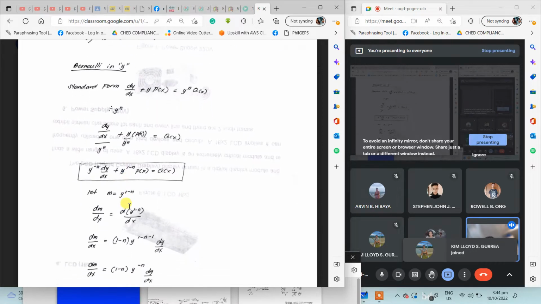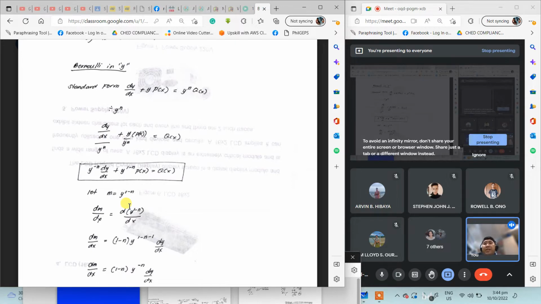So therefore, you will end up with y raised to the power of negative n. Why? Because if you transpose y raised to the power of n, that is just 1 over y raised to the power of n times dy over dx. So it becomes a fraction. 1 over y raised to the power of n is just equal to y raised to the power of negative n, so they are the same. So, why did we do this? Because it will be easier for us later in the derivation.